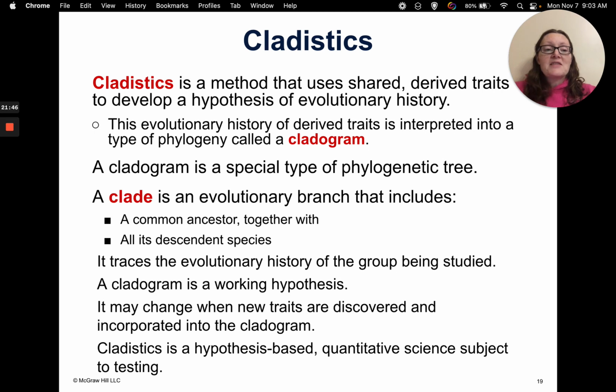A cladogram is basically a working hypothesis. And remember, hypotheses can change. And a hypothesis is just a prediction. It's not true, it's not false. We're just trying to support it with the best abilities that we have on hand. Hypotheses can change when new traits are discovered and incorporated into the cladogram. So it's constantly changing. It's constantly being tested. And as new evidence is found, it can change again, and that's perfectly fine. As I mentioned, classification is something that is constantly changing, and that's normal and that's expected.